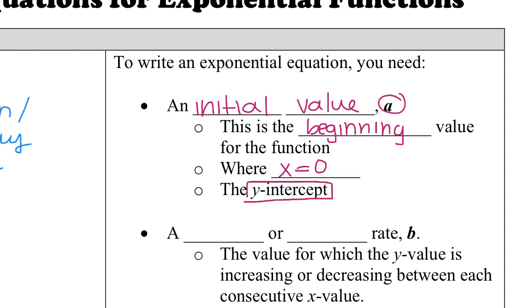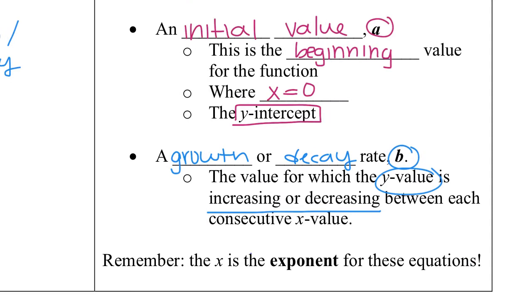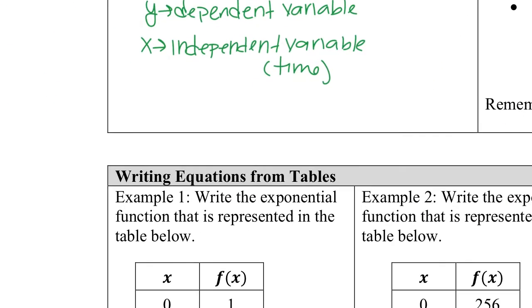Then you also need that growth or decay rate, and that's your b. So the value for which y is increasing or decreasing between consecutive x values. How quickly are you increasing or decreasing on your y's? Then also remember that x is the exponent for these equations. So let's start with some tables.